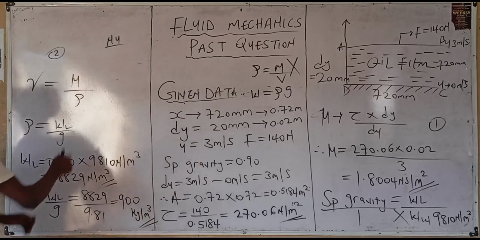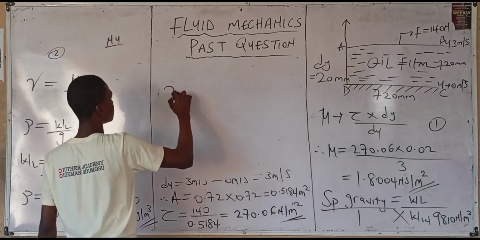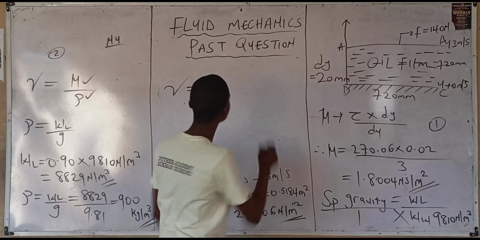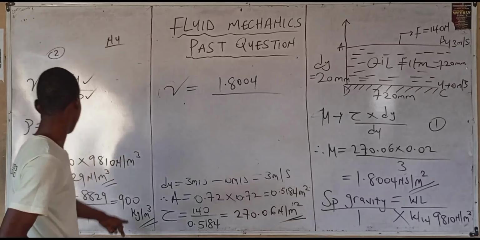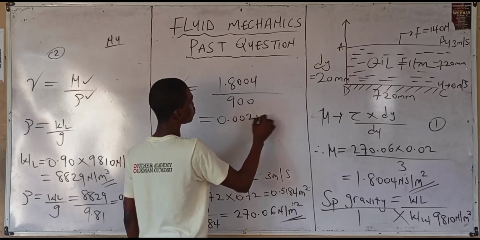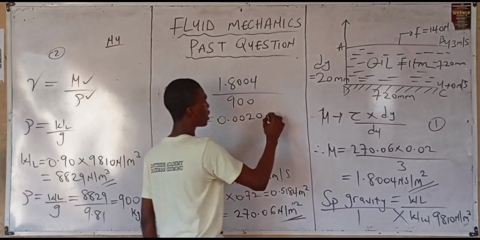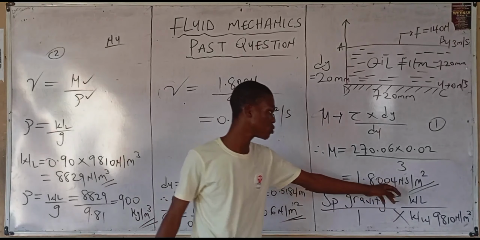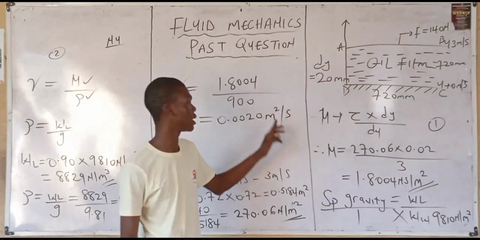With this, you already know dynamic viscosity, and you know density. So therefore, your kinematic viscosity nu is equal to the ratio of your dynamic viscosity, 1.8004, divided by your density, that's 900. That gives 0.0020, right? And what's the unit? Don't forget your unit. Meter square per second. For your dynamic viscosity, the unit is Newton seconds per meter square. But this, you have meter square per second.